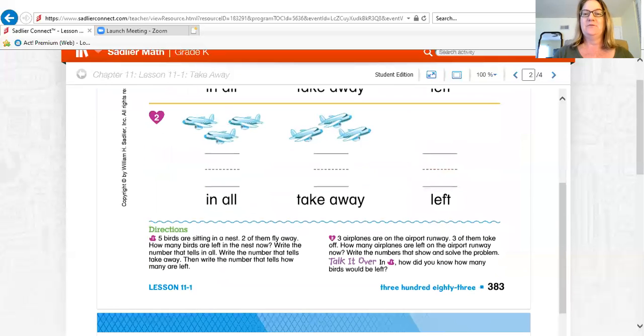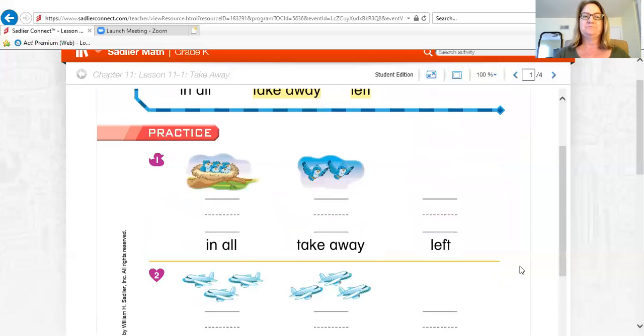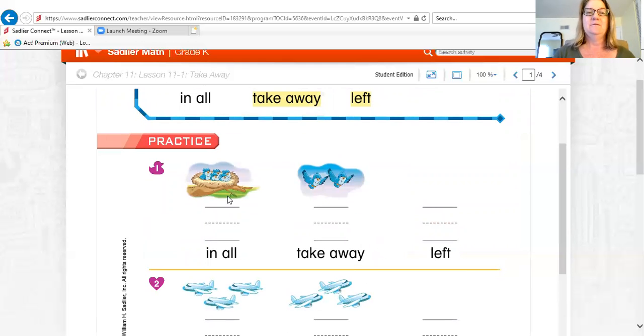This is on page 383. Duck number 1. Again, with subtraction, we start with the in all. And right here, there is 5 birds in all in the nest. So what number would you write on this line? You would write 5. How many birds are we taking away? 1, 2. So what would we write on this line? The number 2. And now we have to see how many are left.